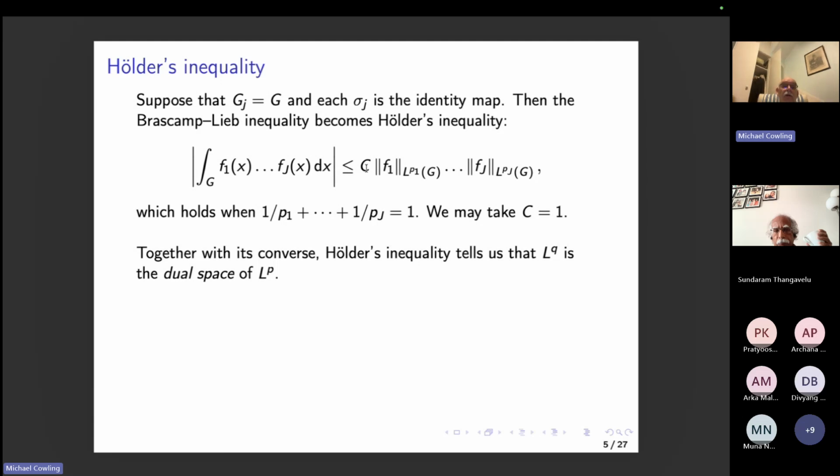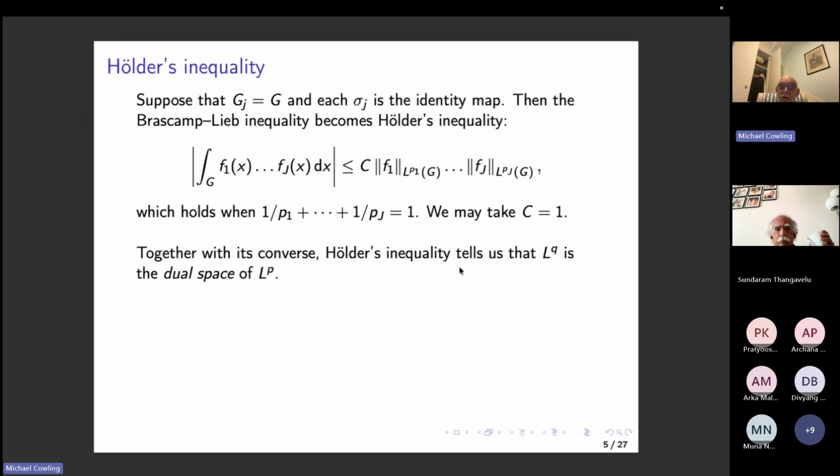And we can take the constant to be 1. Now, Hölder's inequality is really a fundamental inequality in analysis. It's not so much a question of locally compact groups. It's more something in functional analysis, and in particular, it tells us that if 1 over p plus 1 over q is equal to 1, then L^q is the dual space of L^p.